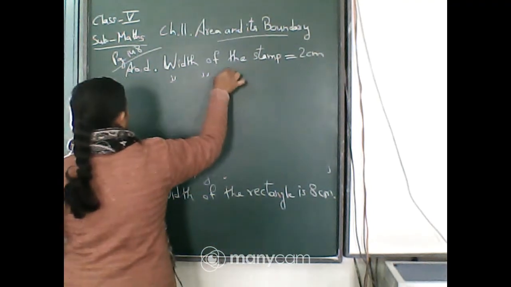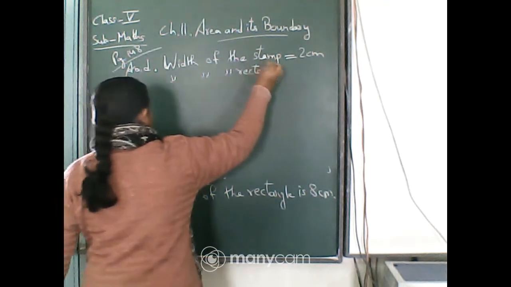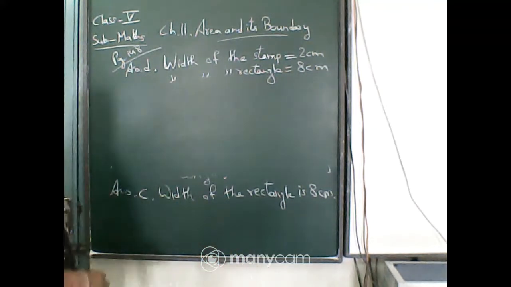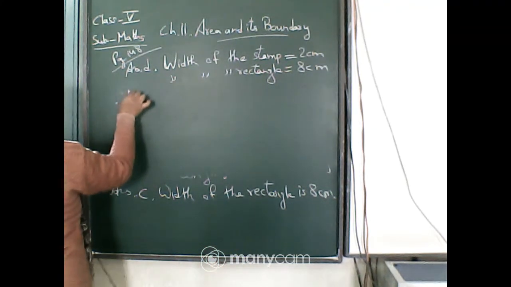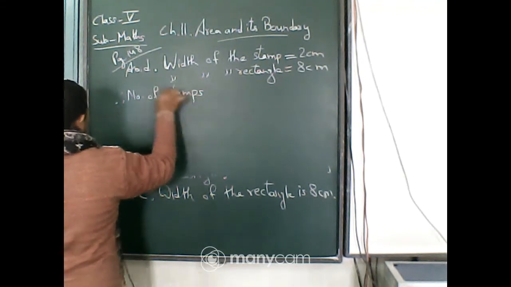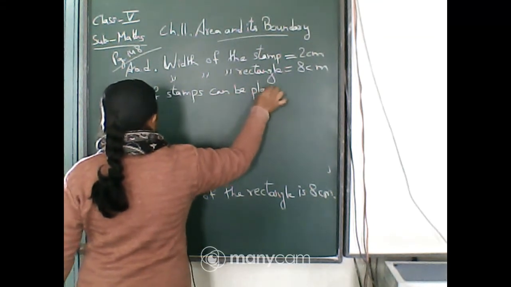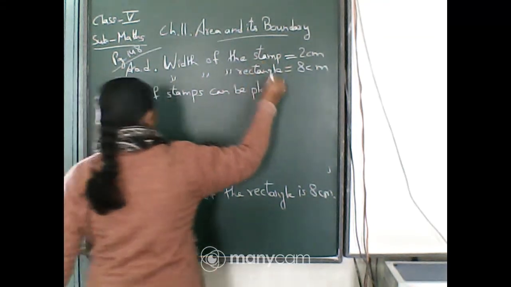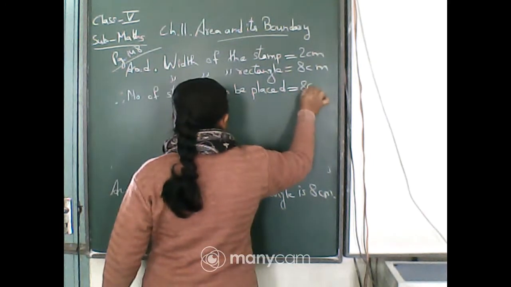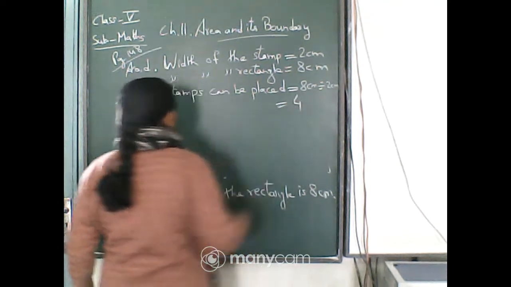Then width of the rectangle. Just now we have found the width of the rectangle. It is 8 centimeter, isn't it? So you will write, therefore, number of stamps can be placed along its width. It is 8 centimeter divided by 2 centimeter, that is 4.